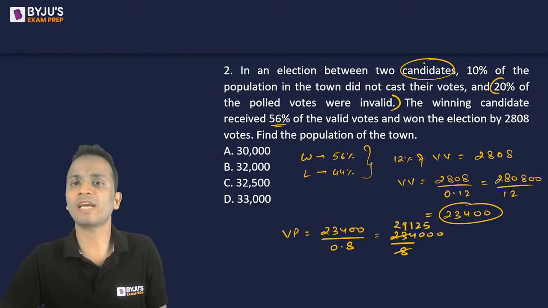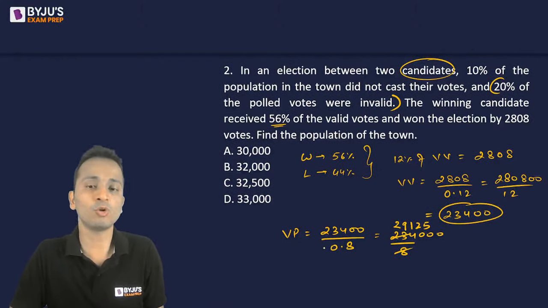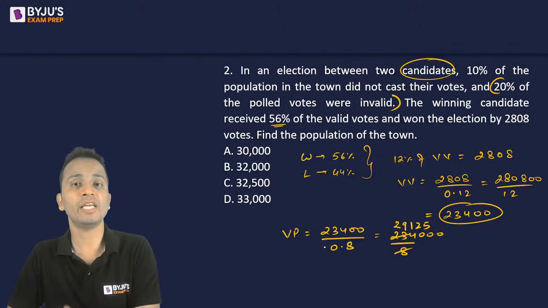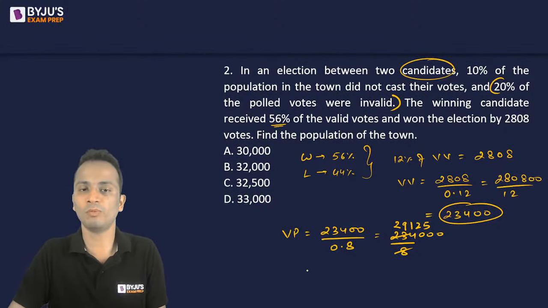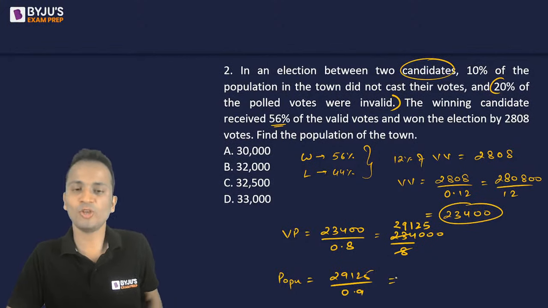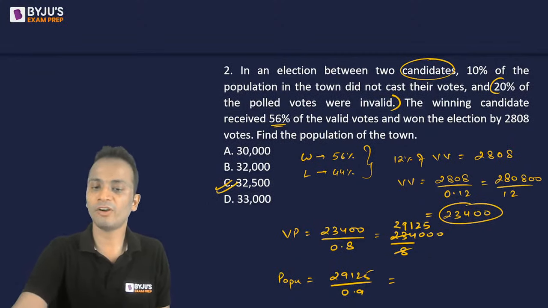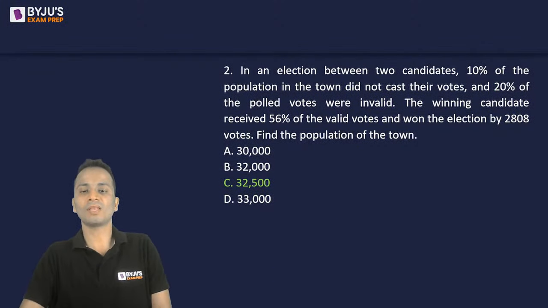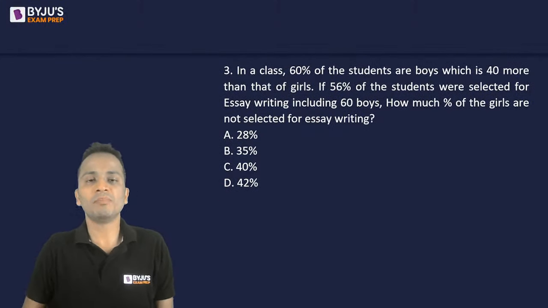Okay. Now for the total population, 10% of the population did not cast their vote. That means 90% of the population casted their votes. So votes polled will be 90 percent of the total population. So the total population should be equal to votes polled 29250 divided by 0.9, and you can find out your answer. All right. So the answer here will be 32,500. That is option C. Okay. Right. Now let's move on and look at the next question, question number 3.